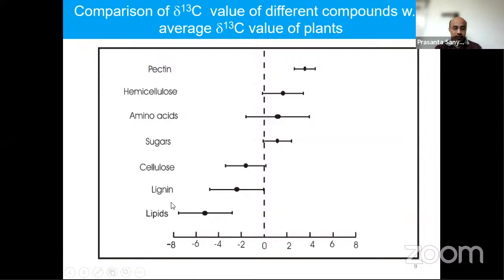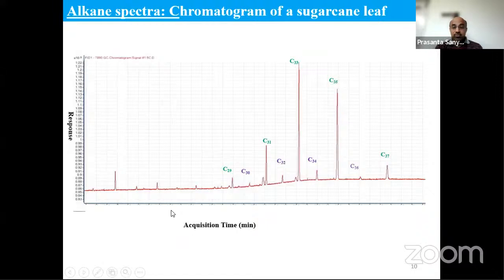So here, what one can do, out of all these compounds, lipid is considered one of the most stable compounds, and these lipids you mostly get as a waxy coating in the plant leaves. And these lipids also consist of different compounds. One of the compounds is alkane, and if the alkane is produced by plants, they show a distinct pattern in their carbon chain length and their distribution.